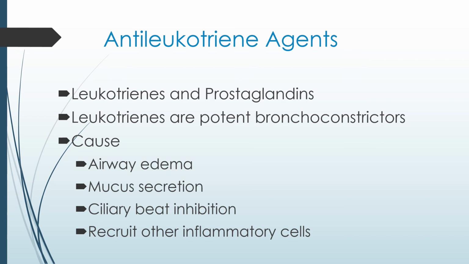So when we're looking at these anti-leukotriene agents, there's leukotrienes and prostaglandins. And these are just groups of fatty acids or lipid mediators of inflammation that we're looking at here. So they're potent bronchoconstrictors, right? They're potent bronchoconstrictors, and they will cause airway edema, right? Mucus secretion, ciliary beat inhibition, right? Inhibits the ciliary beat, and then it will recruit other inflammatory cells.